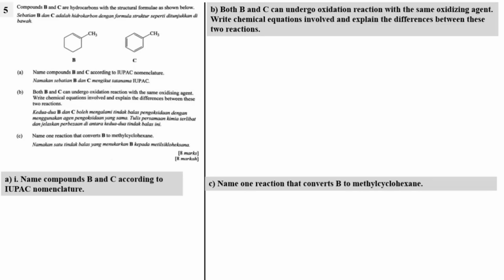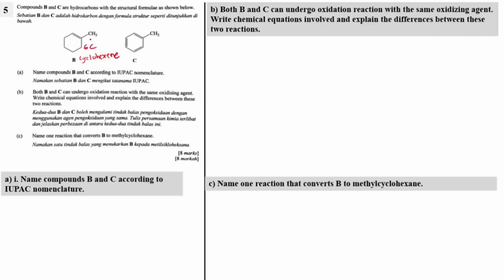Now we're going to do question number 5. For question number 5, compounds B and C are hydrocarbons with the structural formulae as shown below. For question 5a, we need to name compounds B and C according to the IUPAC nomenclature. For compound B, it is an alkene, which is a cycloalkene. So we need to find the longest carbon chain. We have 1, 2, 3, 4, 5, 6. So we know that it is a 6 carbon. So it's going to be cyclo because it's cyclic, and then it's going to be hexene because it is an alkene: cyclohexene.